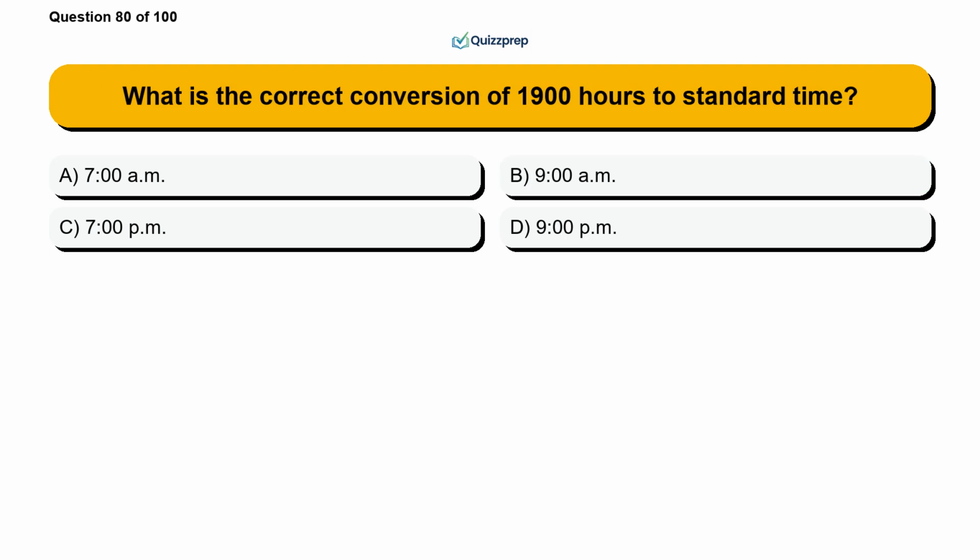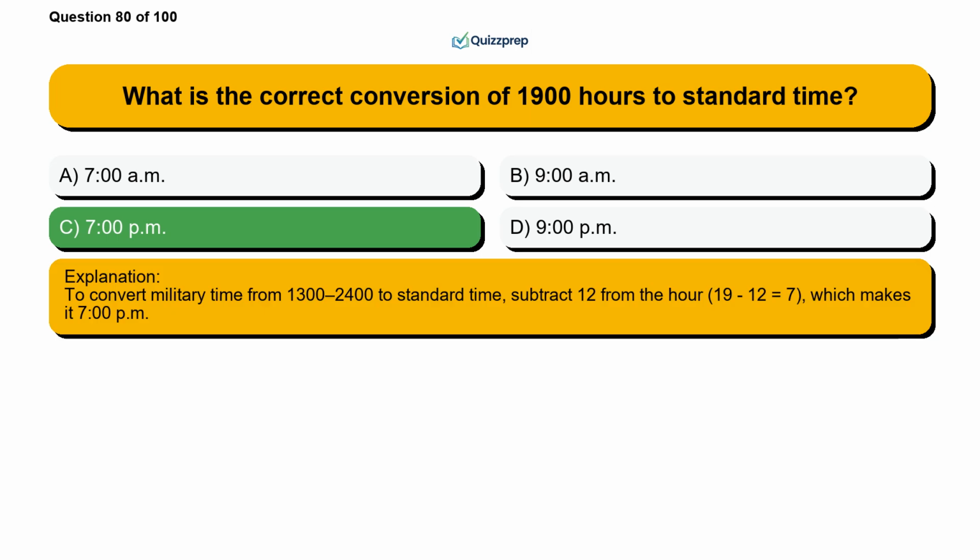Question 80. What is the correct conversion of 1900 hours to standard time? Option A, 7 a.m. Option B, 9 a.m. Option C, 7 p.m. Option D, 9 p.m. The correct answer is option C, 7 p.m. To convert military time from 1300 to 2400 to standard time, subtract 12 from the hour.